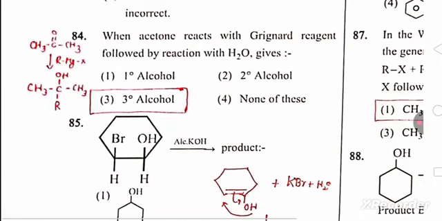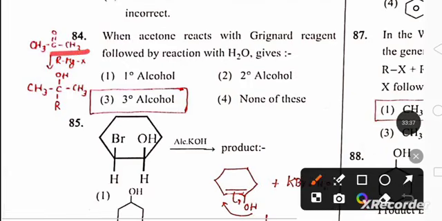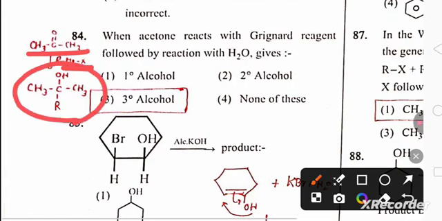Next question, when acetone reacts with Grignard reagent followed by hydrolysis, it gives tertiary alcohol. It will get tertiary alcohol. When acetone reacts with Grignard reagent, it will get tertiary alcohol.